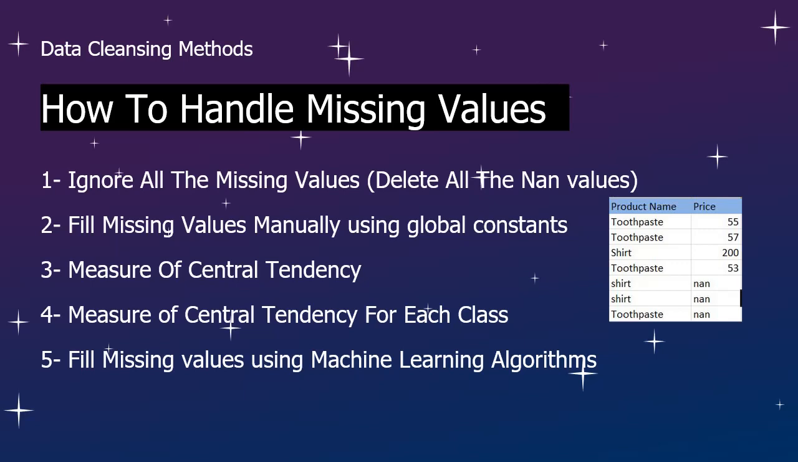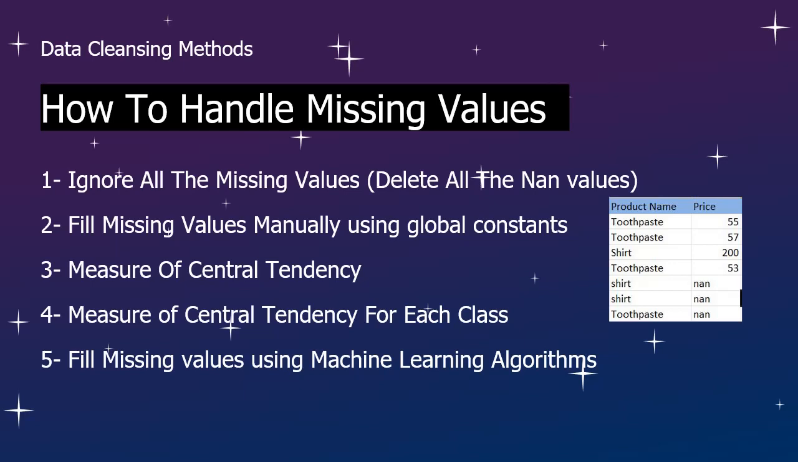So for cleaning the dataset we use certain techniques. The first technique is to ignore all the missing values from the dataset, which means delete or drop all those rows with NaN values from the dataset. The second method is to fill missing values manually. Instead of NaN, you can insert some global constant like "not defined" or "value missing" in place of NaN.